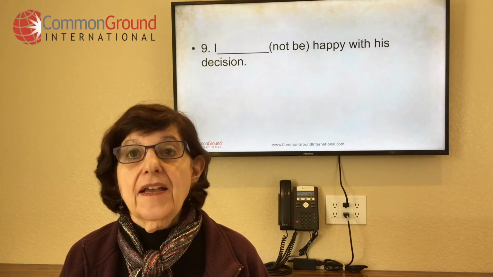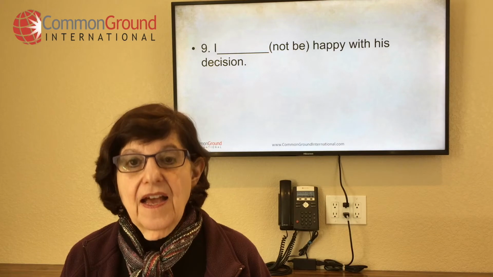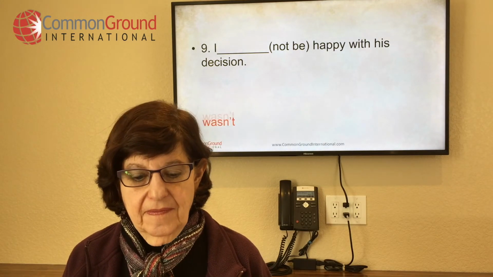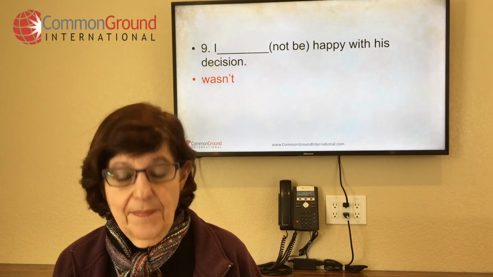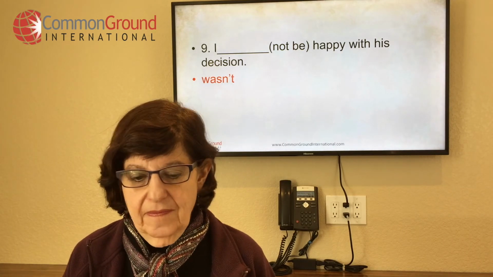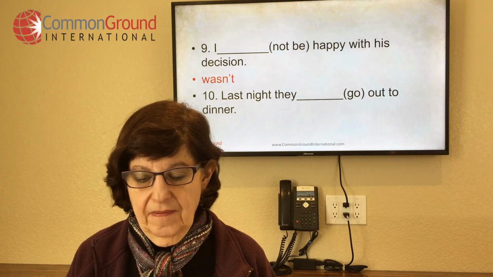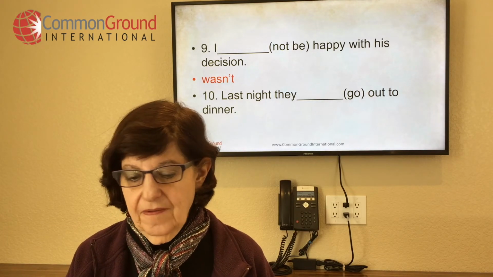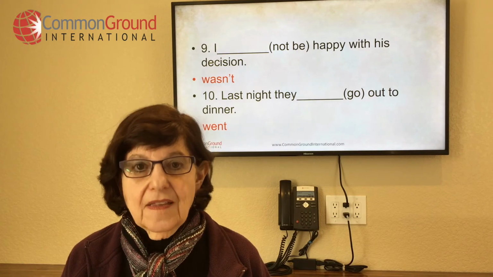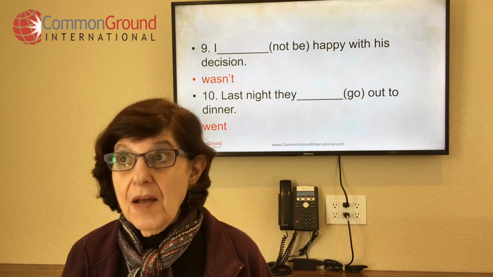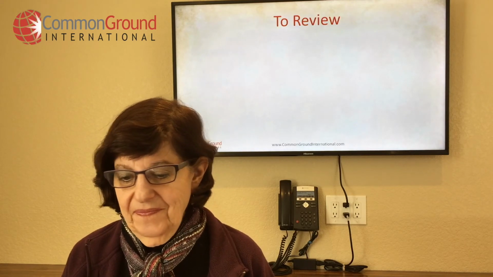Number 9, I, negative of be, happy with his decision. I wasn't happy with his decision. Last night they go out for dinner. Last night they went out for dinner, irregular verb. Good job, everybody. Let's do some review.